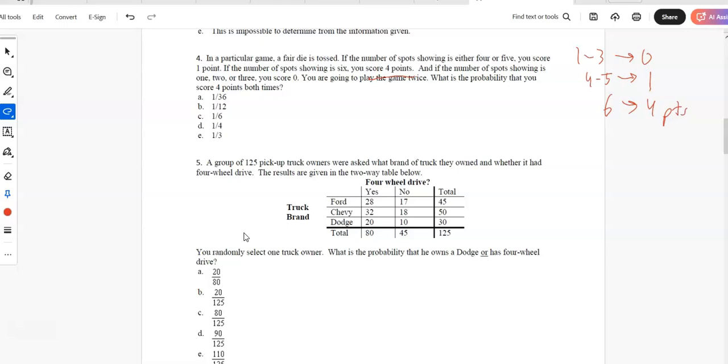You score 4 points both times. They seem to be independent, right? Because each time you roll a die, that's independent. So I want to score 4 points, so that'll be 1 out of 6 times 1 out of 6. Those are independent events, so 1 out of 36.